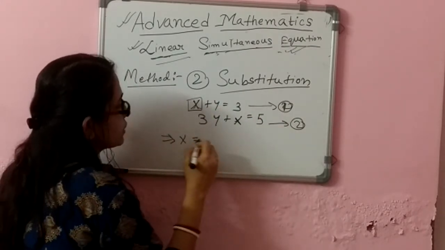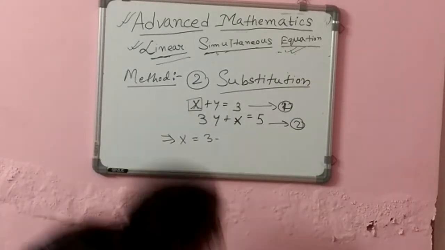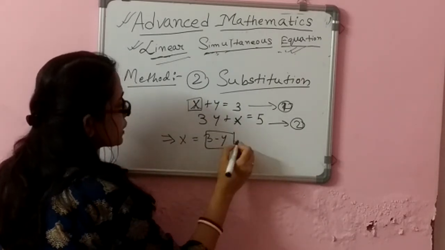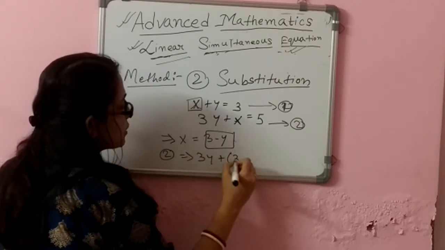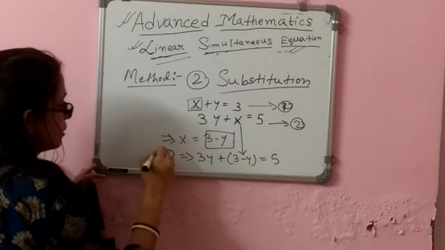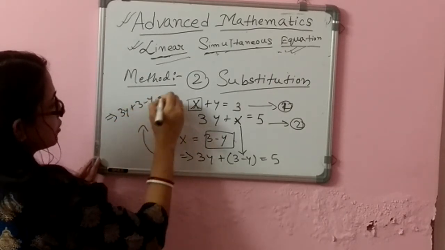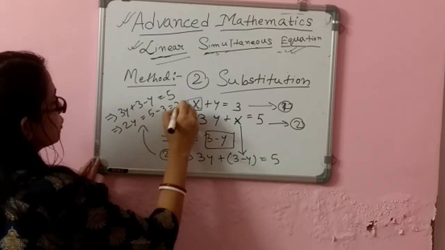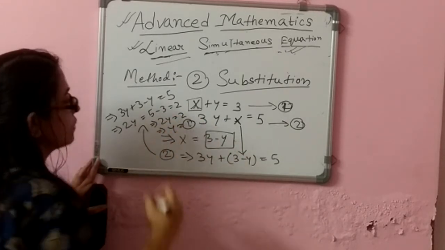We have to substitute the value of any one of the variables from one equation into the second equation. Suppose from equation 1 we write x equal to 3 minus y. Then we will put this value in equation 2. 3y plus 3 minus y equal to 5. 2y equal to 5 minus 3, equal to 2. 2y equal to 2, that is y equal to 1. We have got the value of y.